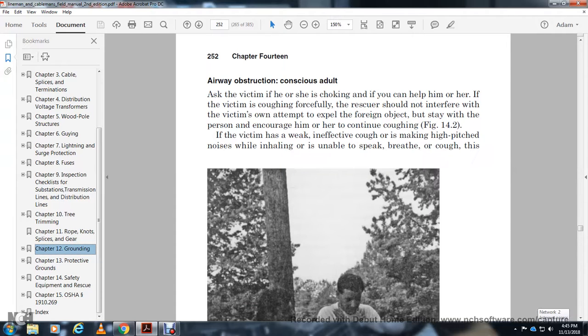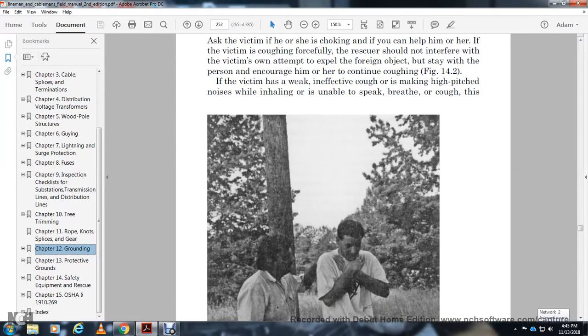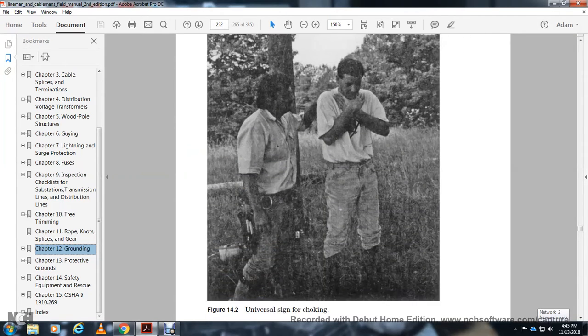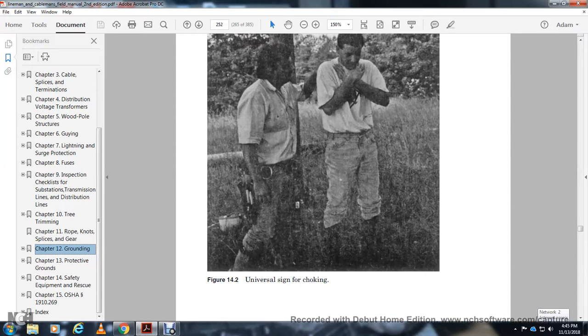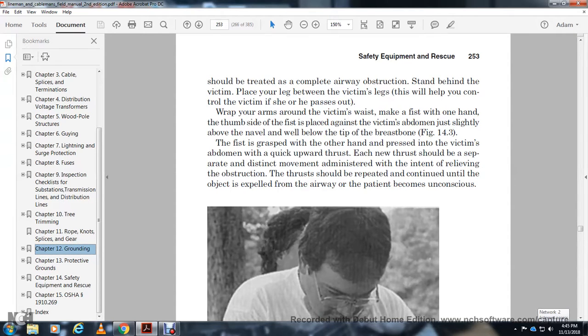Airway obstruction in the conscious adult. If the victim is choking but is coughing forcefully, the rescuer should not interfere with the victim or attempt to expel the foreign object, but stay with the person and urge him or her to continue coughing. If the victim is weak with an ineffective cough, makes a high-pitched sound when inhaling, or is unable to speak or breathe, this is the universal sign for choking. This should be treated as an airway obstruction. Stay with the victim and help control the victim if he or she passes out.